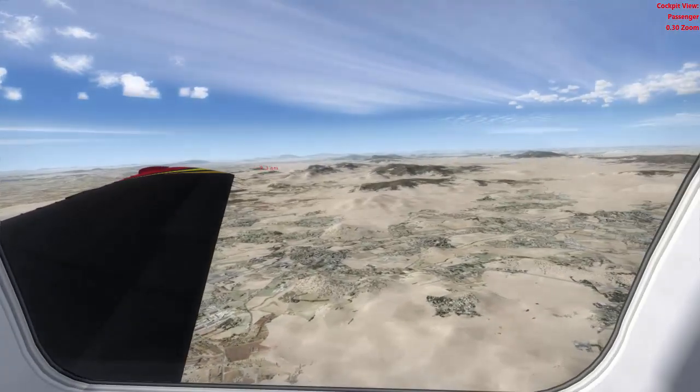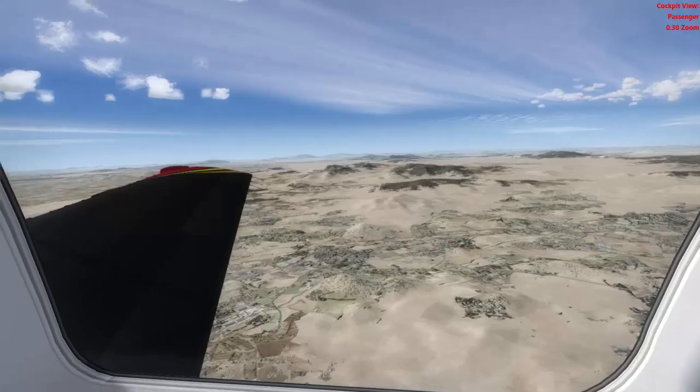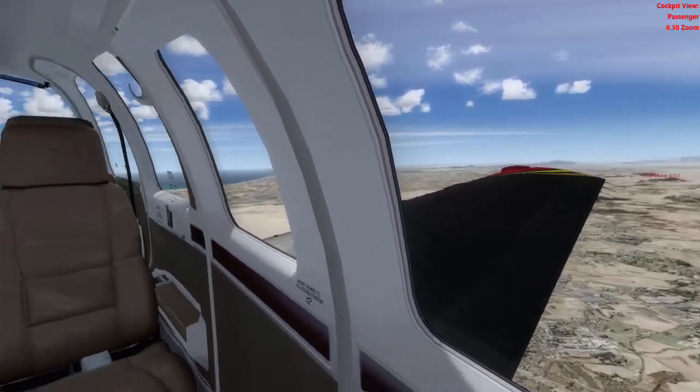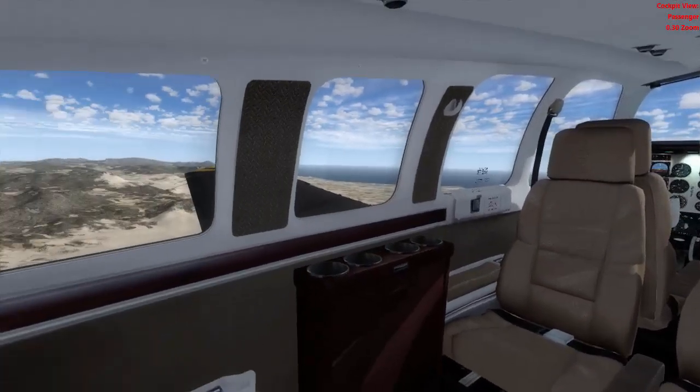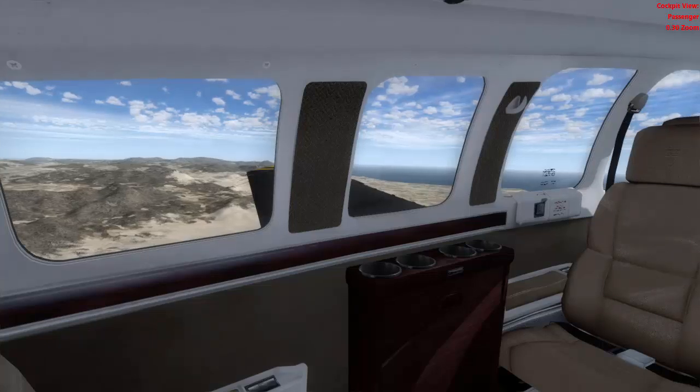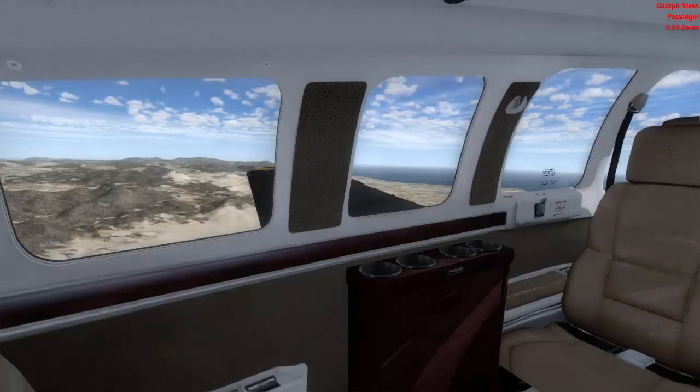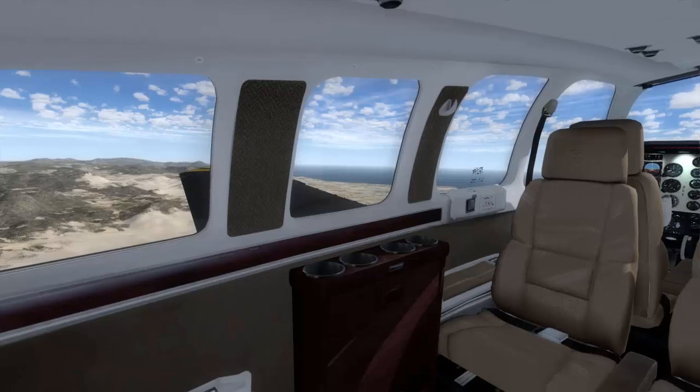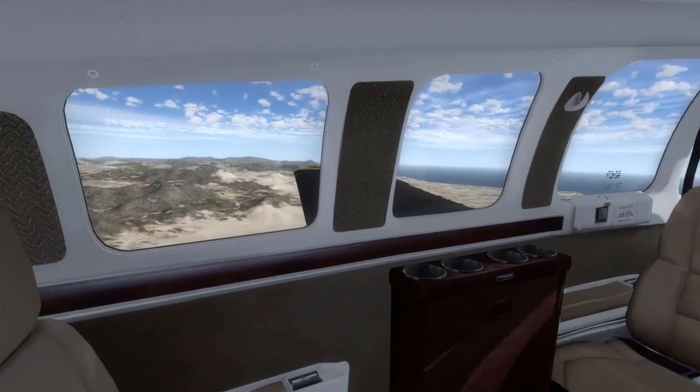Okay, so if I press the A button, I can switch again to the black view to get a sight from the back, from the rear seats of our aircraft.